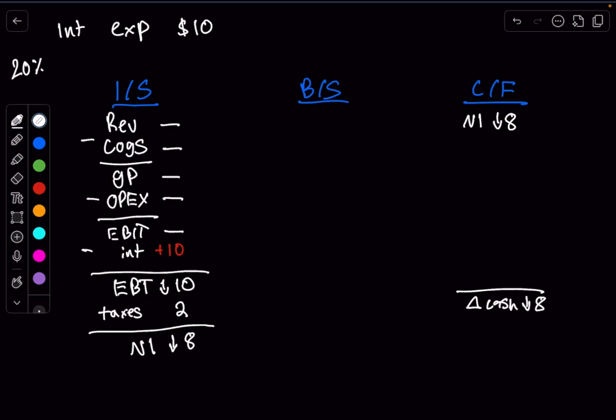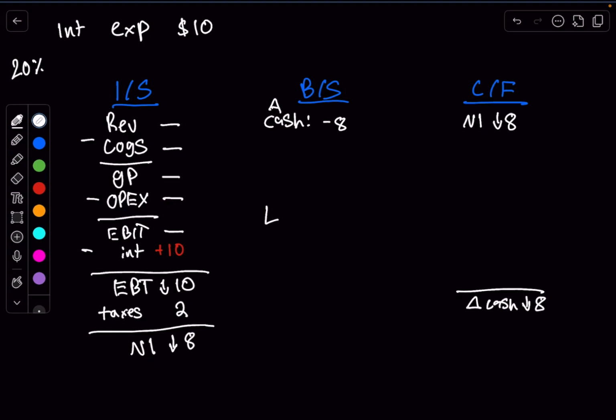Because essentially we incurred this interest expense, we paid it out with cash, right? We're not assuming anything different. So we're going to have $8 less in terms of our cash balance. So now when we move over to our balance sheet under our assets, we're going to have $8 less of cash. Did our liabilities change?